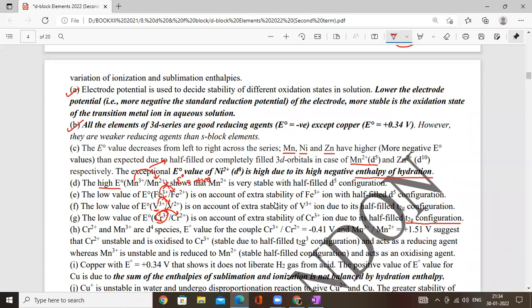Cr2 positive and Mn3 positive both are in d4 configuration. The E naught value of Cr3 to Cr2 is minus. The reason is it is not going from 3 to 2, because chromium is always stable in +3 oxidation state due to half-filled t2g orbital configuration.